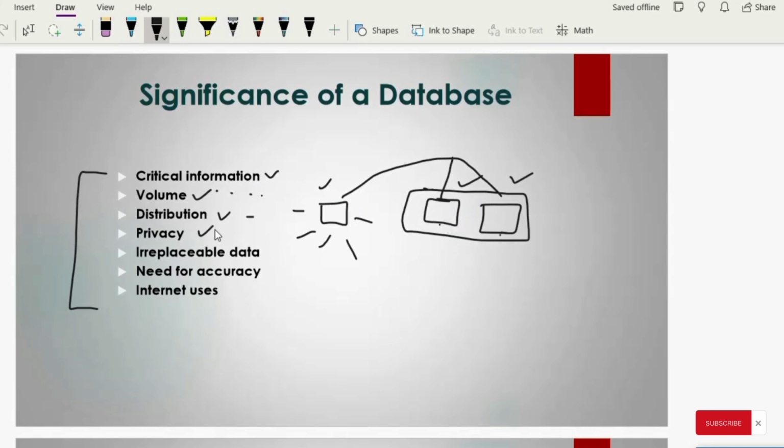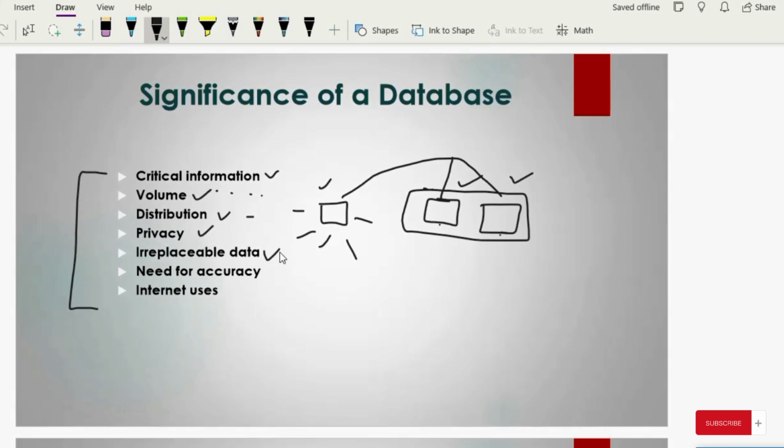Then comes privacy. Privacy means the sensitive information which is saved in these databases should be secured, because it's private information relevant to the customers and to the employees. So the protection of this private information is very important, because if organizational privacy is not secured, then their competitive advantages, or you can say their businesses, could be adversely affected.